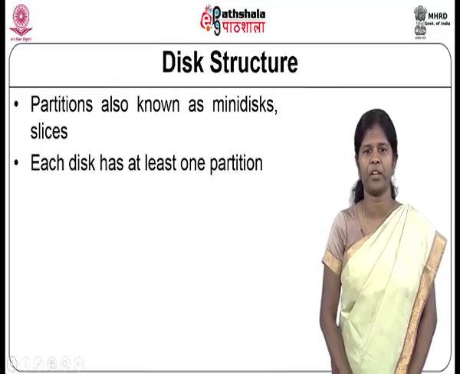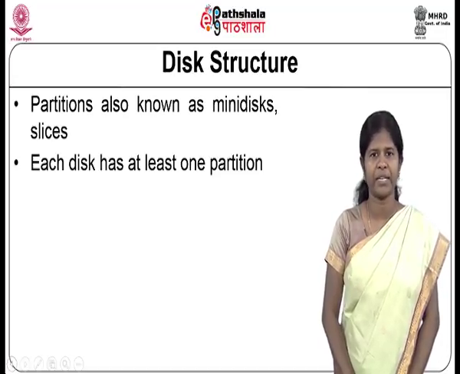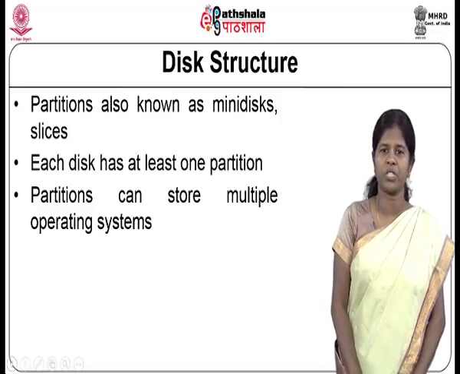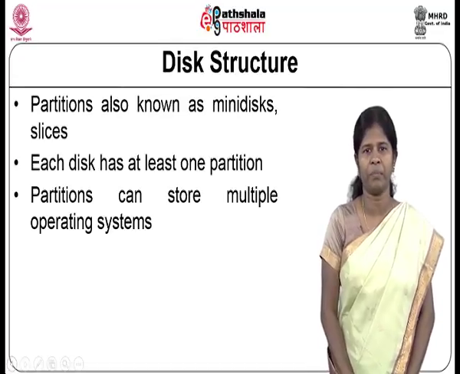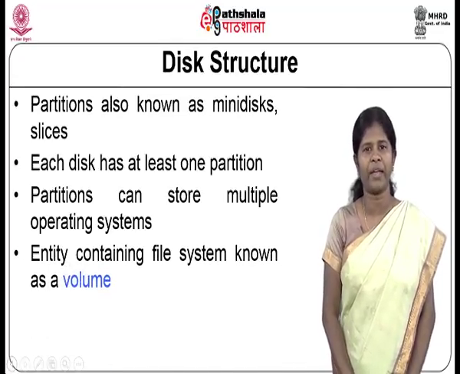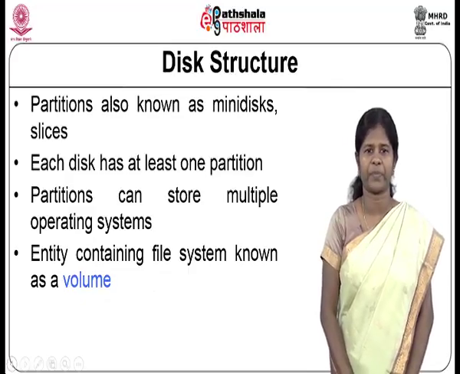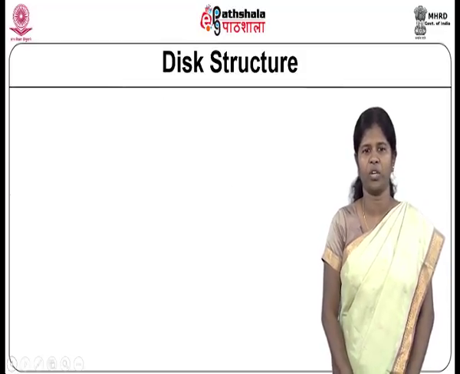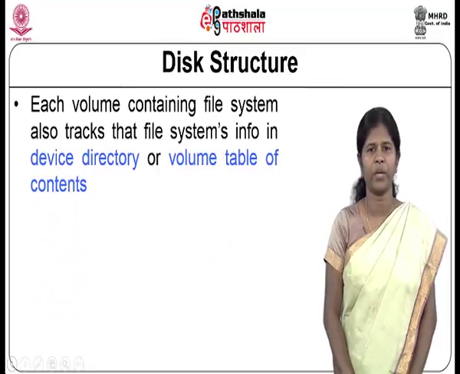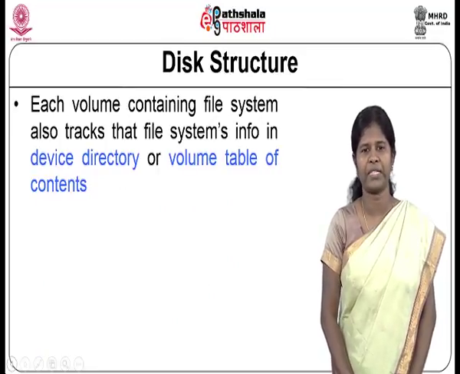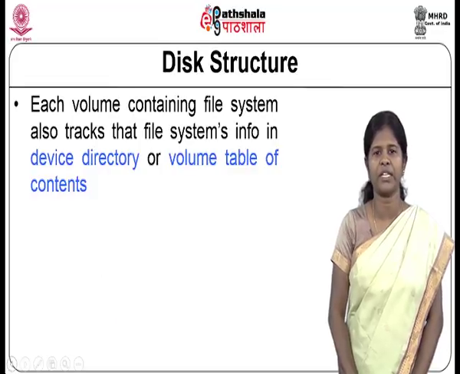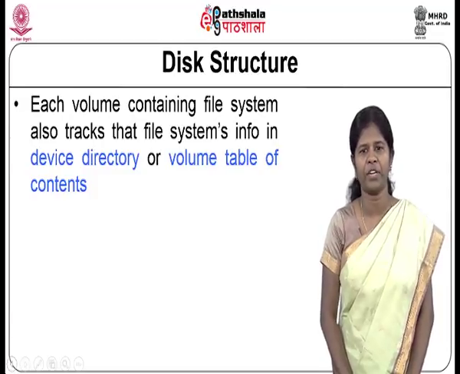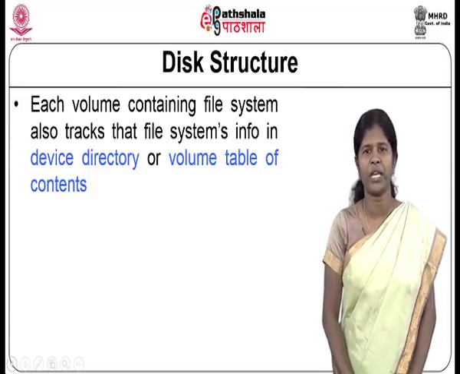When you consider one particular disk, each disk has at least one partition, and it is possible to store multiple operating systems in partitions. That is, each partition can have a different operating system, and this entity containing the file system is known as a volume. Each volume will have a file system, and hence it is also necessary to track the file system's information. So, each volume will have a device directory or a volume table of contents.